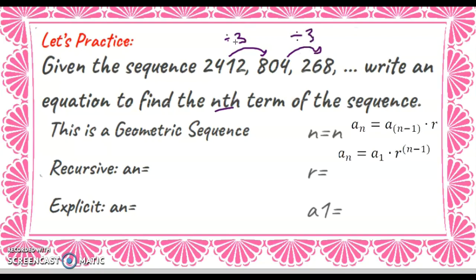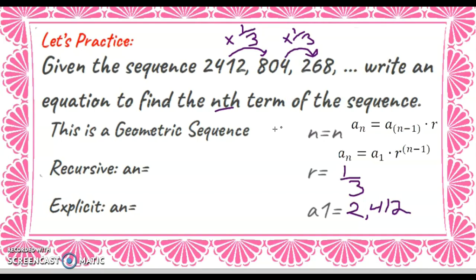But we don't want to put divide by 3. We want to put times 1/3. We want to do repeated multiplication, and multiplying by a fraction like this is the same thing as dividing by 3. So our common ratio is to multiply by 1/3 each time. Our first term, a1, is 2,412.